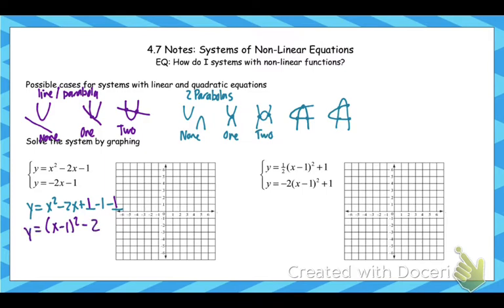And now it's in vertex form. So my vertex is at 1, negative 2. This graph's going to open up, no stretches, no compression, so it's going to follow that parent function pattern. Right 1, up 1, right 2, up 4, and right 3, up 9.